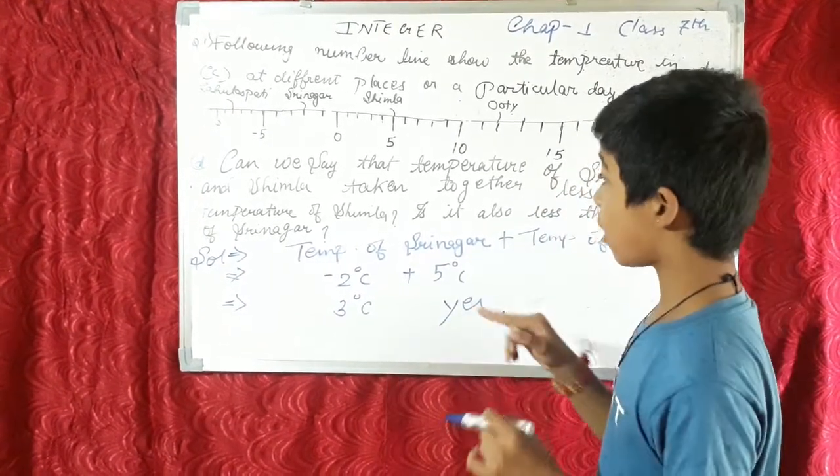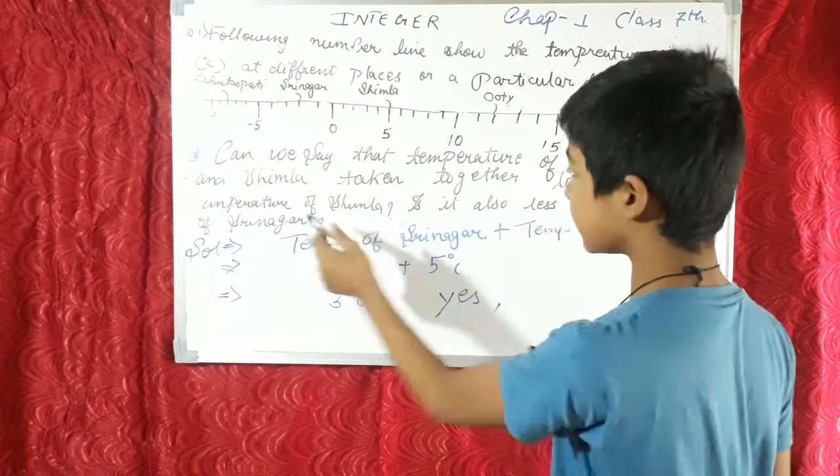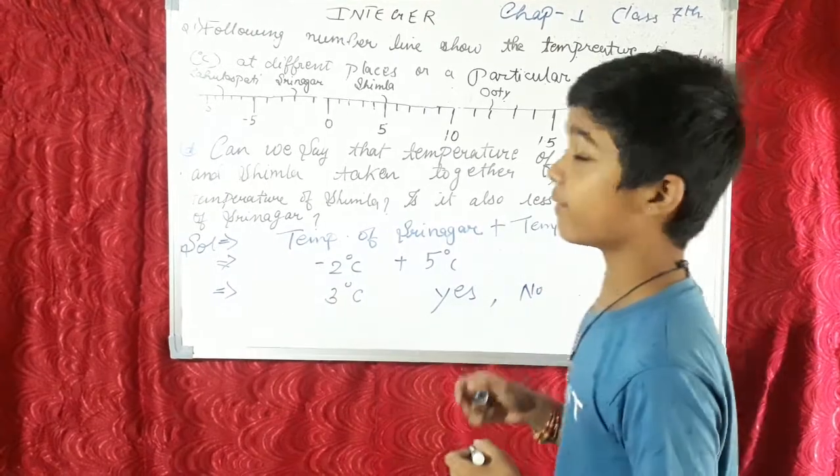Then we will write a comma. It is asking one more question, so we have to put one comma. Is it also less than the temperature of Shimla? We will write here no. Okay. So let's move to our second question.